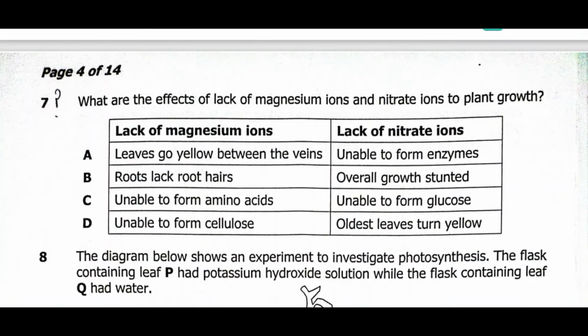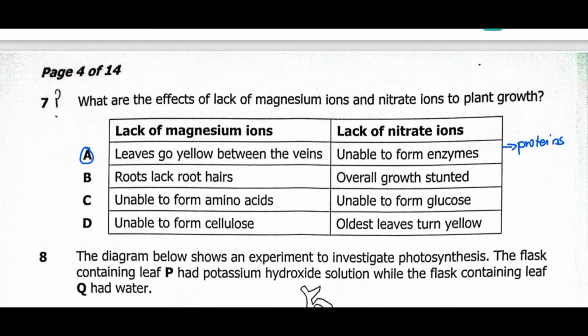Then we move on to question 7. What are the effects of lack of magnesium ions and nitrate ions on plant growth? So whenever there is lack of magnesium ions in plants, the leaves go yellow. So our answer here is A. Because lack of nitrate ions means the plant is unable to form enzymes. So this has to do with the formation of enzymes, which are proteins.